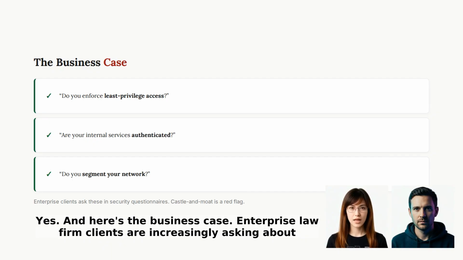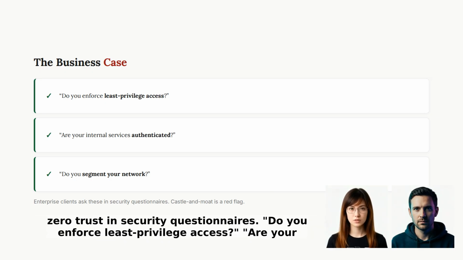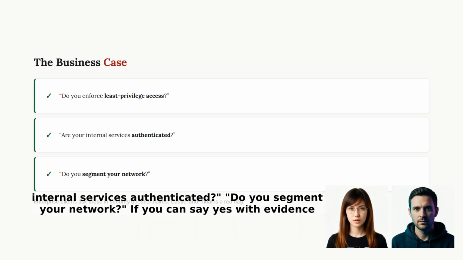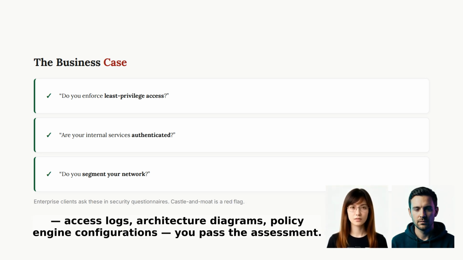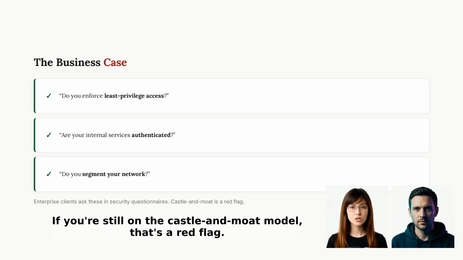Yes, and here's the business case. Enterprise law firm clients are increasingly asking about zero trust in security questionnaires. Do you enforce least privilege access? Are your internal services authenticated? Do you segment your network? If you can say yes with evidence, access logs, architecture diagrams, policy engine configurations, you pass the assessment. If you're still on the castle and moat model, that's a red flag.